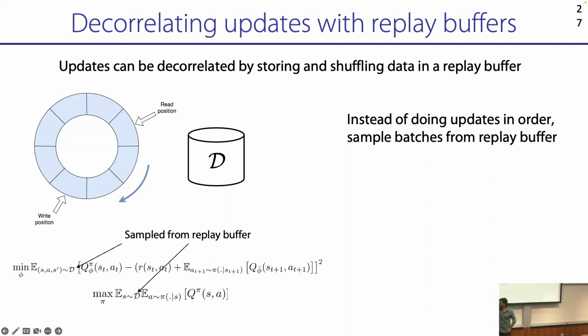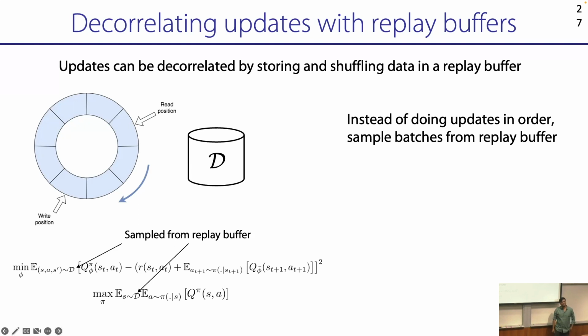So this D is just our replay buffer, right? You're just sampling IID from your replay buffer. And the same thing when you're doing the policy update, you just sample IID from your replay buffer. And the nice thing here is that you've now decorrelated your updates, because you're not only doing updates on transitions from this trajectory, but on other trajectories too.